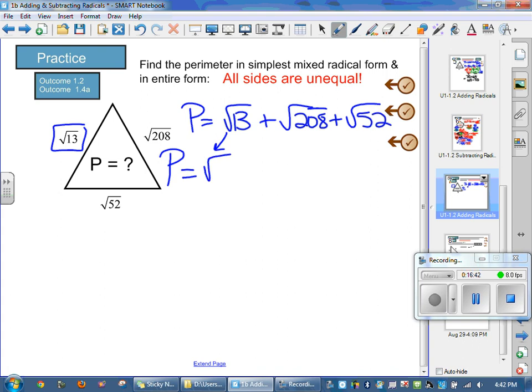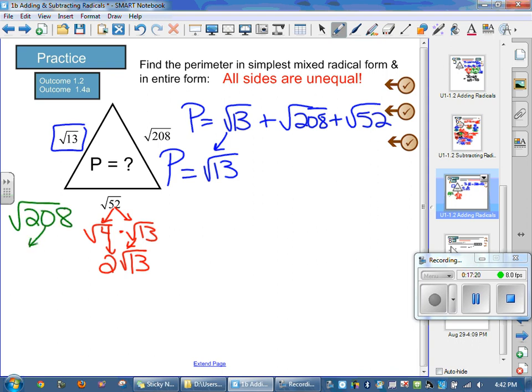So root 52 breaks down into root 4 times root 13. We know the root of 4, a perfect root, gives us a 2. The root sign disappears, and I add my root 13 sitting beside it. So root 52 gives us 2 root 13. Now I'm going to break down root 208. So root 208 breaks down into root 16 times root 13. We know the root of 16 is 4. I bring my root 13 to sit beside it.